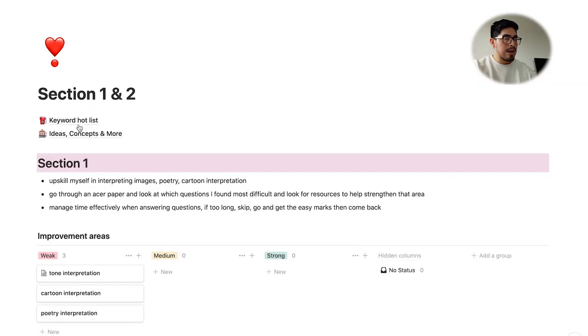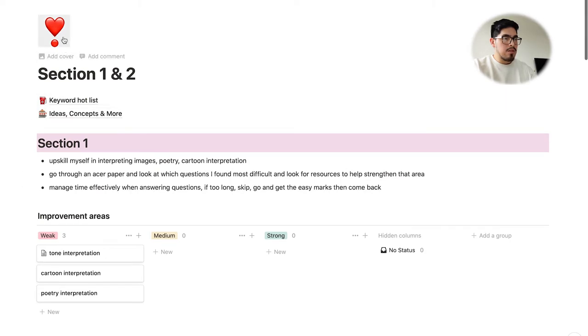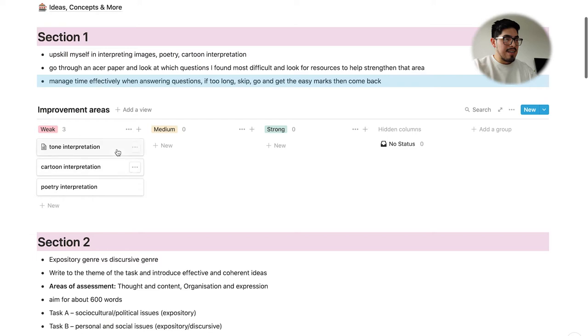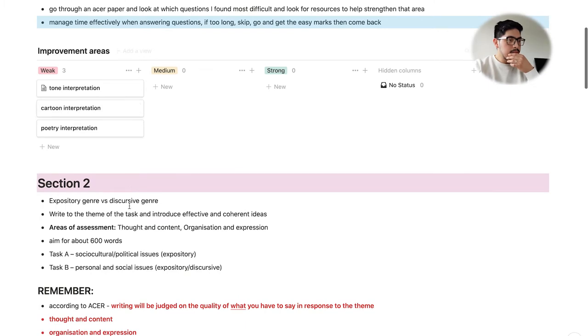So now I basically knew what my weaknesses were. I set up section one and two. I put a nice heart to, you know, fall in love with it. And improvement areas, so for section one: tone interpretation, cartoon interpretation, poetry. They still were quite weak, to be honest, towards the end.